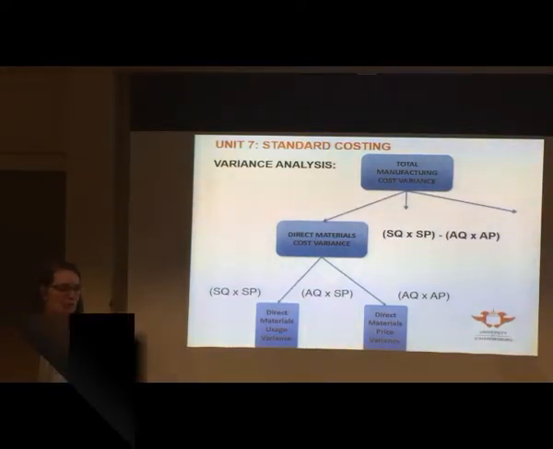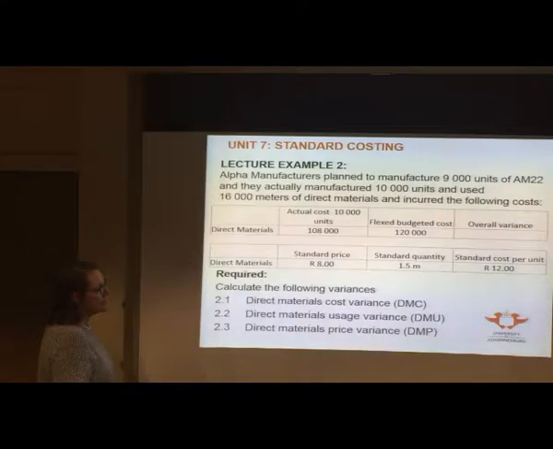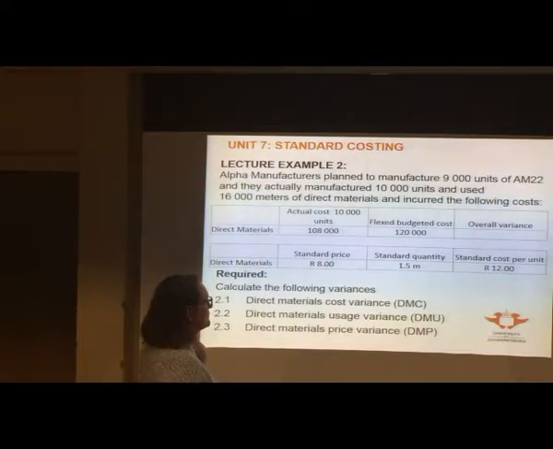Okay, let's do an example. So here, I've given you the flex budgeted cost. I've calculated the flex budgeted cost for you already. This is standard quantity times standard price. I've given it to you. Here's your actual cost. This is actual quantity times actual price. This is the standard price. This is the standard quantity, 1.5 meters per unit. And that is the standard cost per unit. Why? Because 8 times 1.5 is 12.